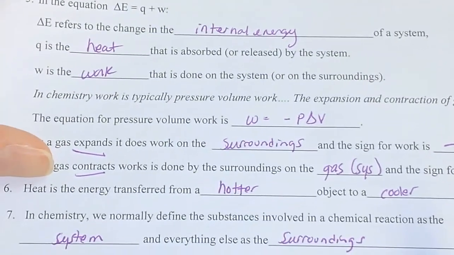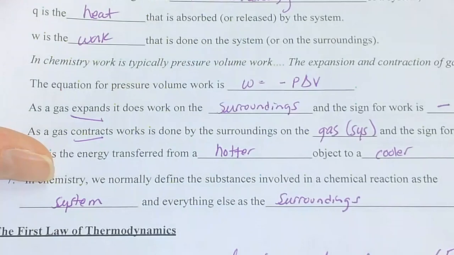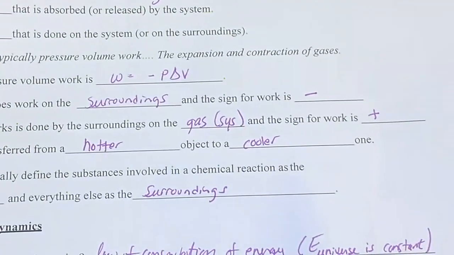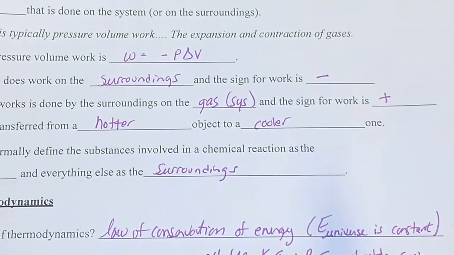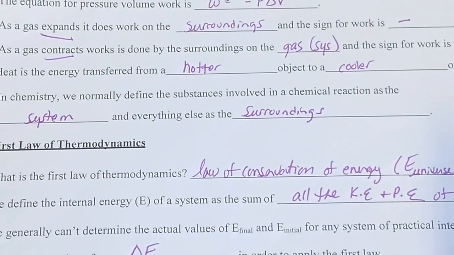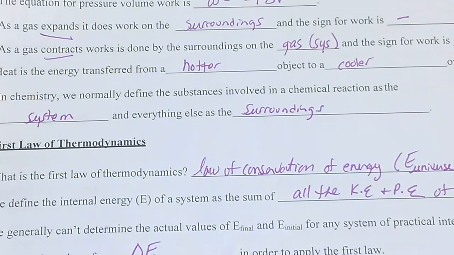Okay, so the first law of thermodynamics, which we also finished in class, is the law of conservation of energy, or energy in the universe is constant. The total energy is the sum of the potential and kinetic. And while it's sometimes difficult to find the actual initial and final, we can determine the change in energy.